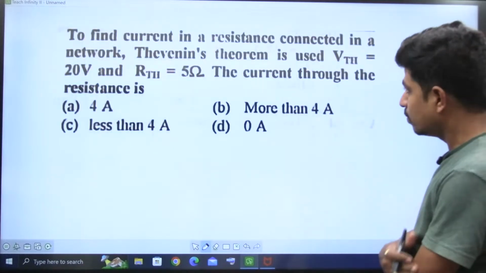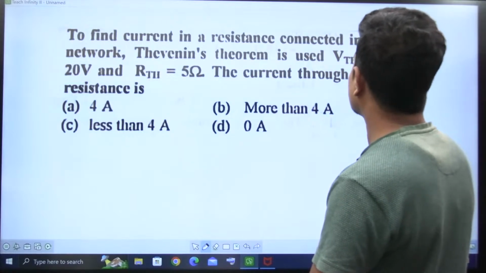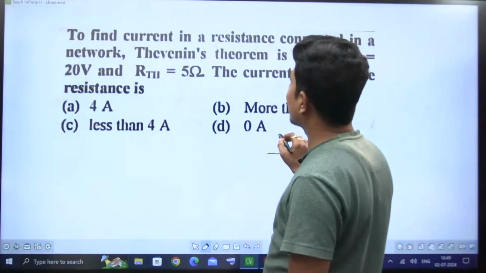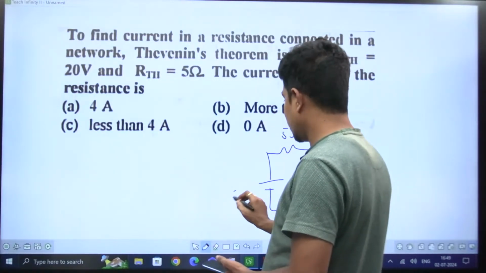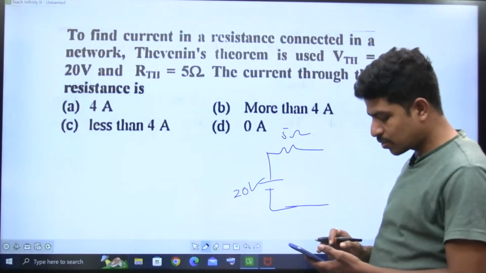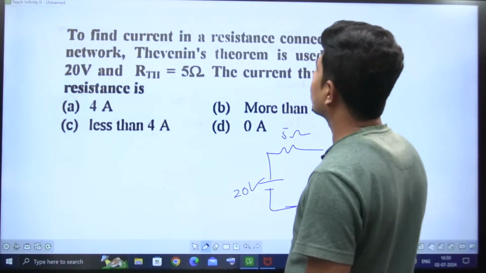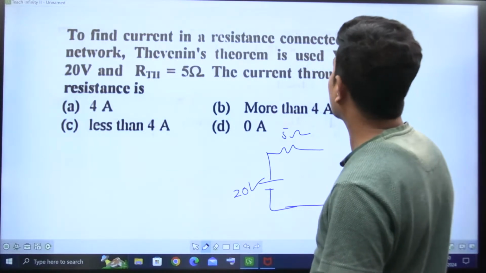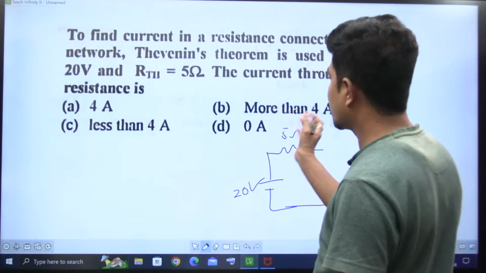Next question, please. To find the current in a resistance connected in a network, Thevenin's theorem is used. VTH and RTH are given: RTH is 5 ohm and VTH is 20 volts. What is it asking? The current through the resistance in a network, but the load value is not given. Okay, let us see the options.